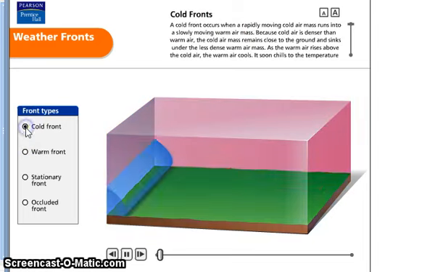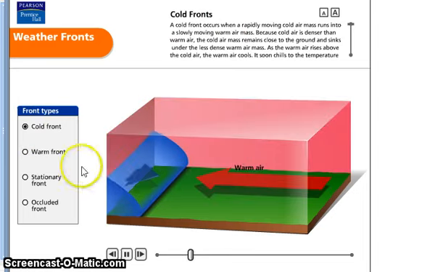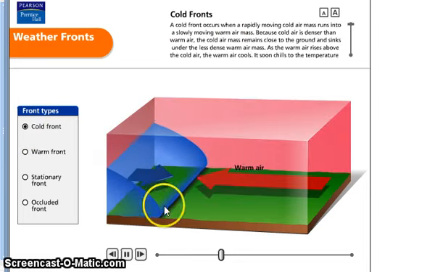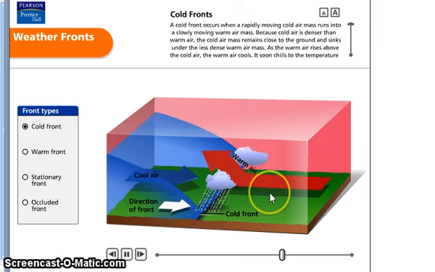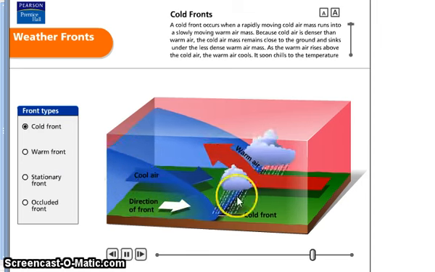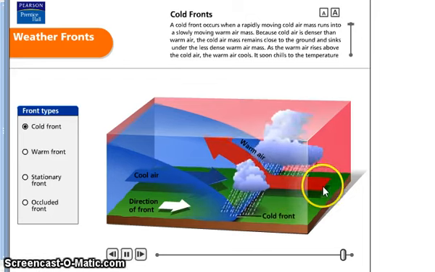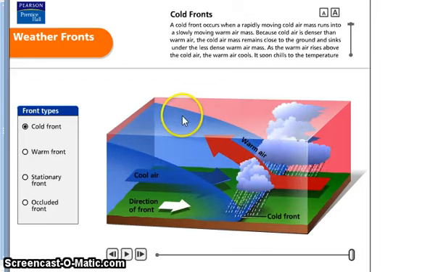Let's start by looking at what happens in the cold front. In a cold front, you have a big, heavy mass of cold air. Cold air is much more dense. Remember, we learned that with the balloon. So the cold air moves in. As it moves in, warm air is forced up above the cold air. The warm air is less dense.